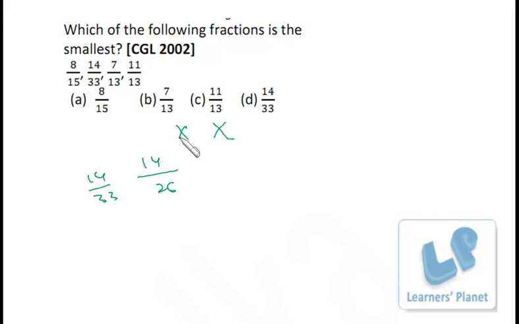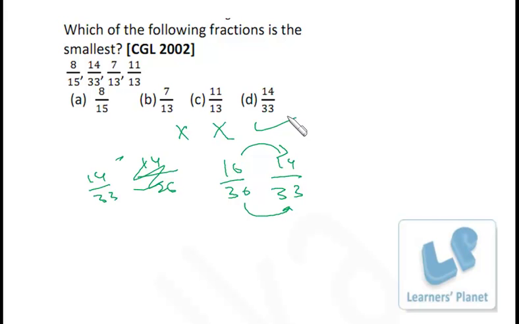Now we are left with 8 by 15 and 14 by 33. If you just double it, what will you get? 8 by 15 doubled will be 16 by 30, and this is 14 by 33. So the numerator of this fraction is smaller and the denominator is higher than this. So obviously 14 by 33 is less than 8 by 15. So 14 by 33 precisely is the smallest one. So you can just eliminate the options.